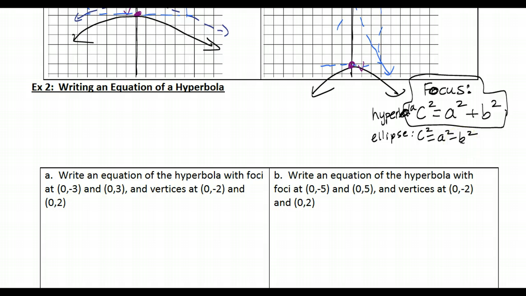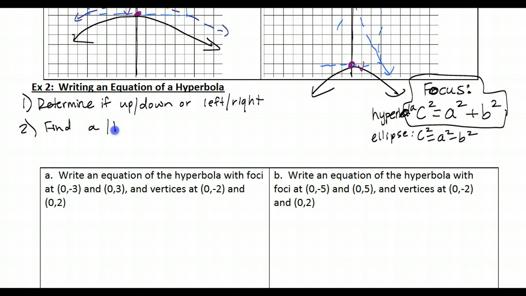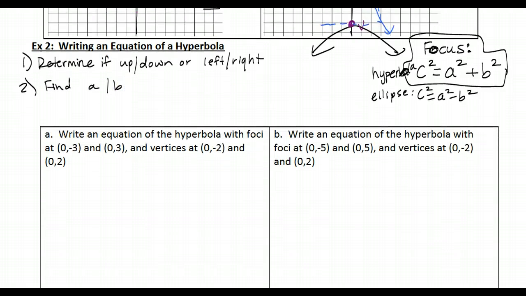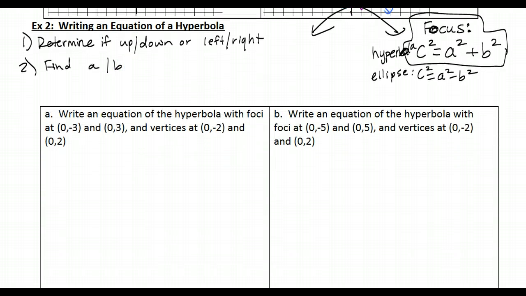Now, to create an equation, you saw we need a and b. So when I'm creating an equation, first I want to determine which direction my graph is going. So I'm going to determine if it is an up-down graph or a left-right graph. And after that, I'm going to make sure I have a and b, and then I'll just plug it into my equation. And I'll show you how to do that as we go along here.